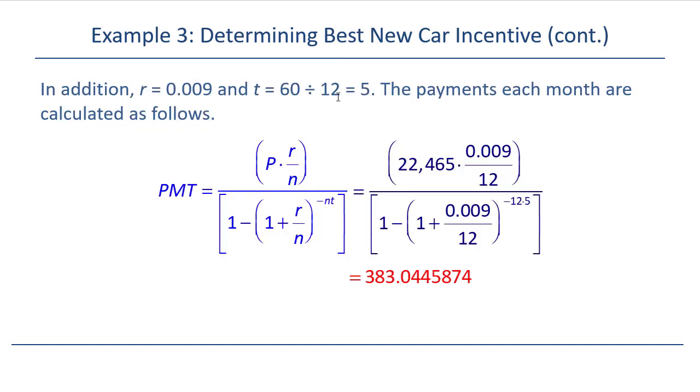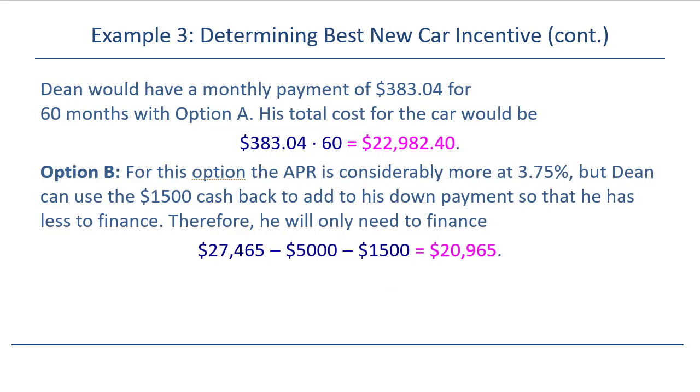So first we take that, plug it in with the 0.9%, right? It was 0.9% interest for 5 years. We see that our monthly payment is $383.04. If we take that $383.04 and multiply it by all the payments, now if we're doing monthly payments for 5 years, that's 60 total payments. And we see that we end up paying $22,982.40.